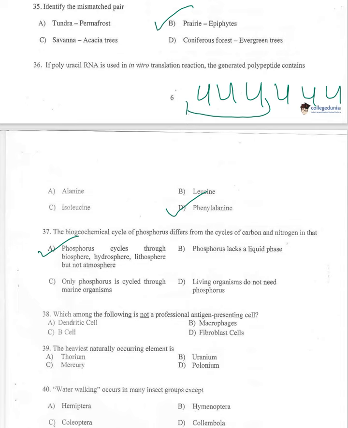Question number 38. Which among the following is not a professional antigen presenting cell? A, dendritic cell, B, macrophages, C, B cells, and D, fibroblast cells. So here the correct option is D, fibroblast cells. Fibroblast cells are not an example of the APC. All the other three are APCs.